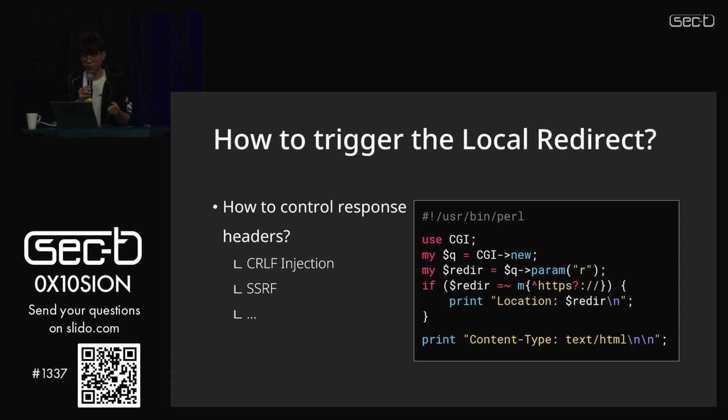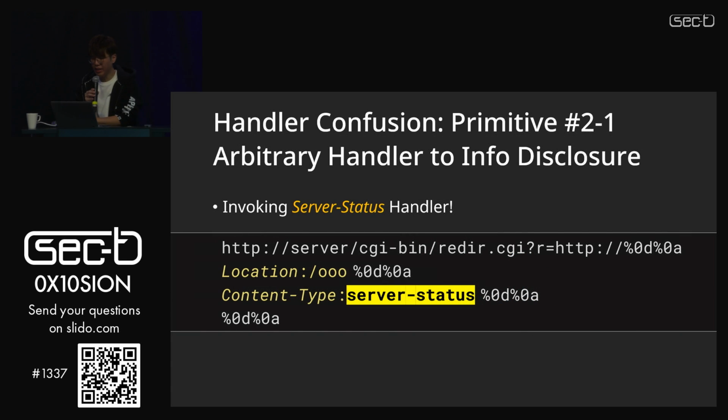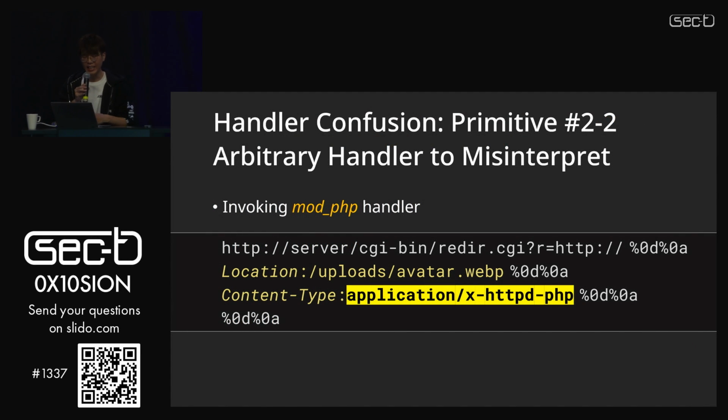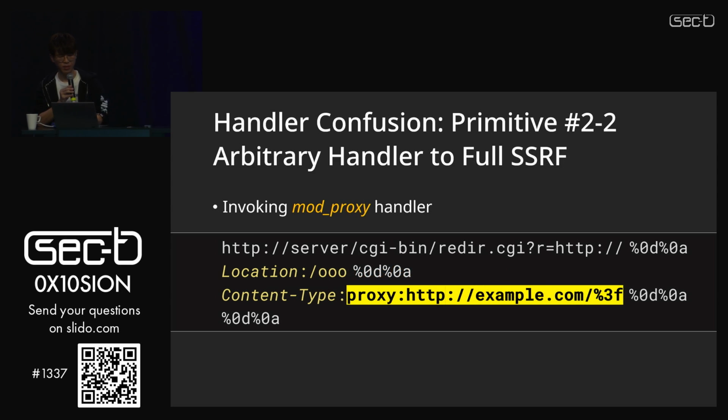Here we use the CRLF as our example. In the normal case, a CRLF injection in the HTTP header will be treated as XSS because there's no other server-side processing. However, today, you can override the content type to a name called server-status. Then you can leak sensitive information that should only be accessible from localhost. You can also easily transform arbitrary files into your PHP backdoors by overriding the handler to the PHP module. You can even achieve SSRF through the proxy module.